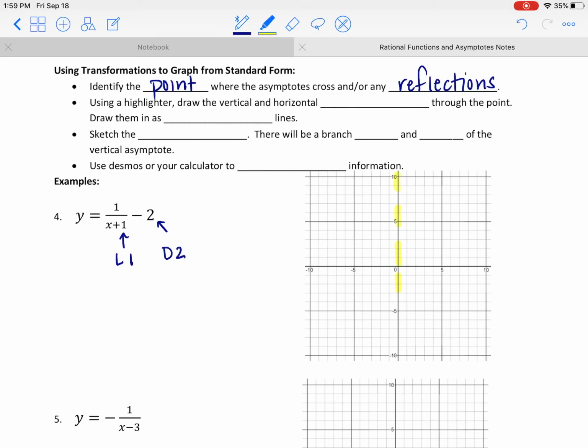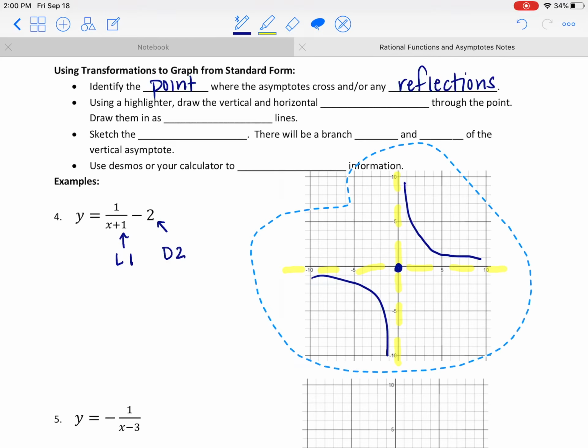So let me just sketch the parent in here. Don't do this on yours, okay? But the parent function had these asymptotes here, and there was a branch over here, and there was a branch over here. So if I have to take every single one of those points and shift left 1 down 2, that's kind of tough to do. So instead of shifting the entire graph, the easiest point to shift is this point in the middle where these asymptotes cross. Instead of shifting the whole graph, let's shift the asymptotes.